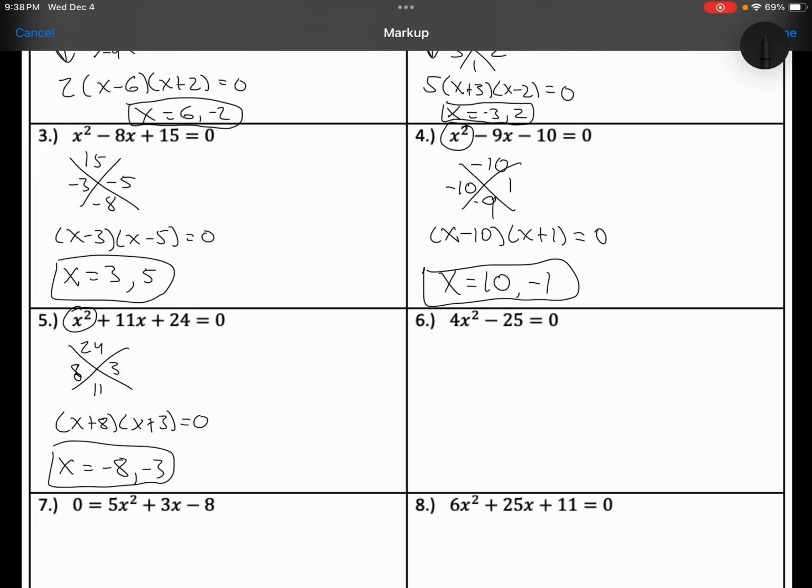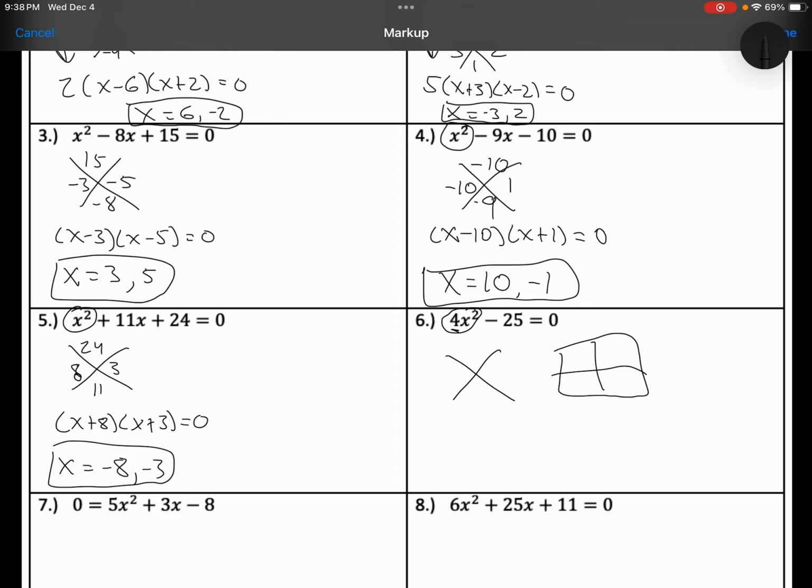For number 6, just like all of these, I'm going to be looking to see if there's a greatest common factor. But 4 and 25 don't have anything in common, and they don't both have x's. So I can factor without taking out a greatest common factor. Here I do have 4x squared, so there's a 4 in front of the x squared.